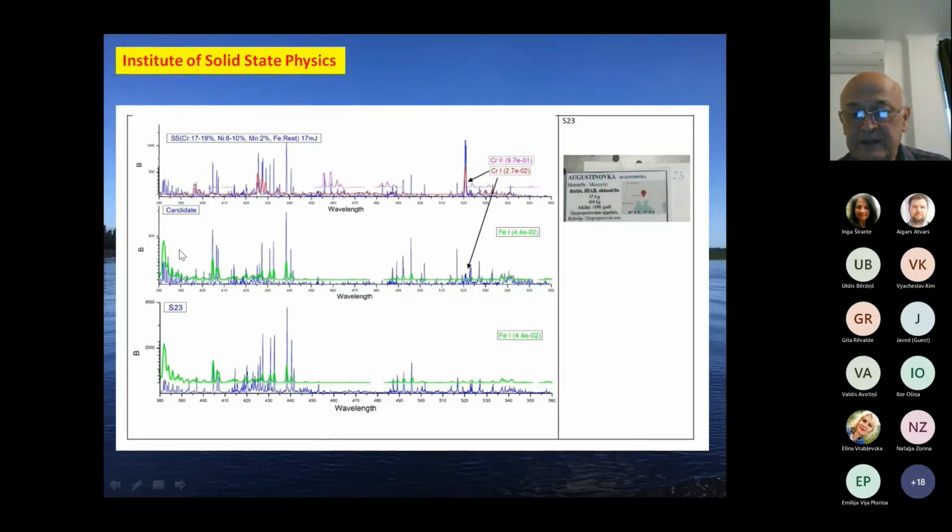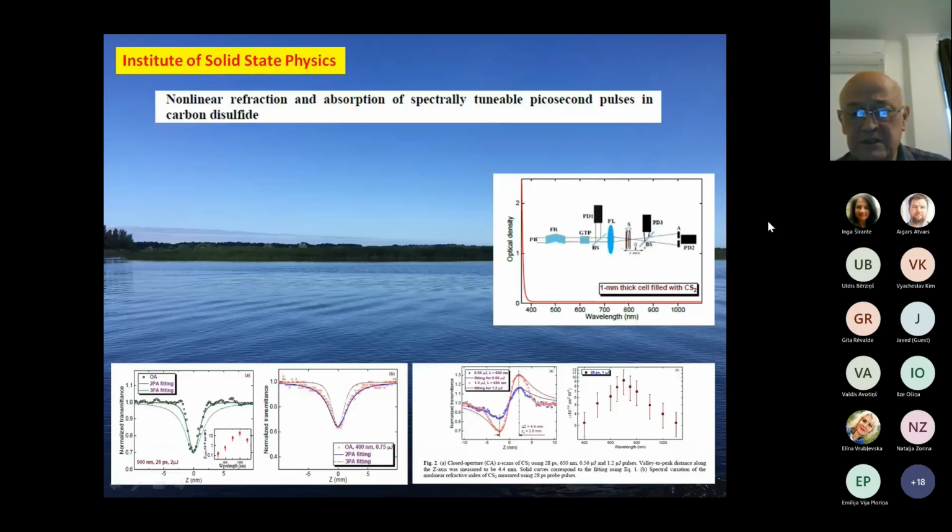And we have demonstrated that the optical spectra of this meteorite, obtained using laser-induced breakdown spectroscopy, are similar to other meteorites of similar structure. So it is some sort of first step of confirmation. Now we are doing SEM and EDS measurements for confirmation of this.